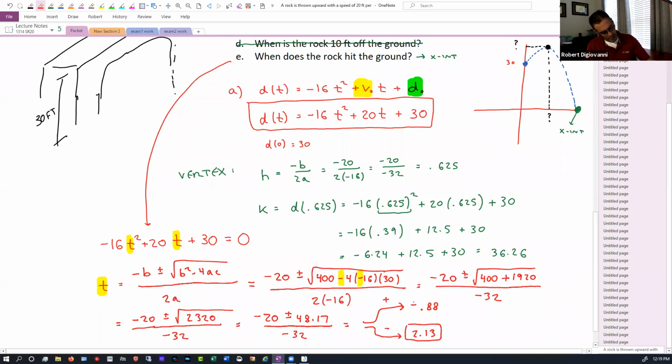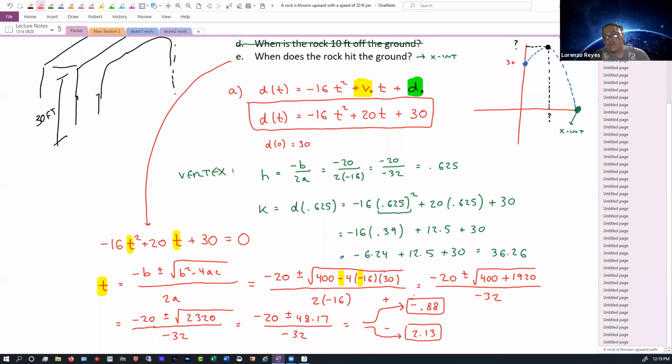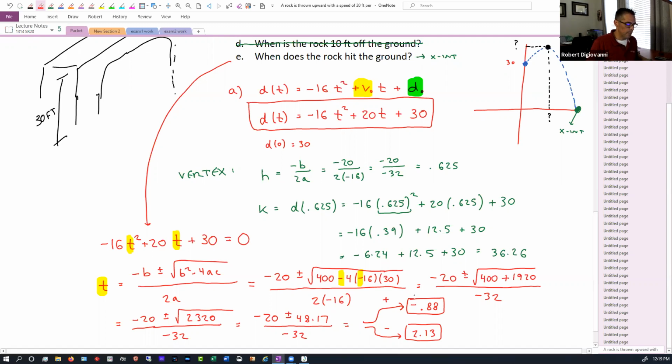I get two answers. So you have to do the negative 20 plus 48.17 and then divide by negative 32. And then you have to do the minus, and then divide by negative 32. So I have two answers. Do these answers both make sense or no?